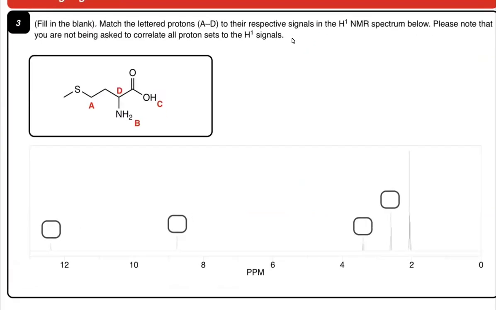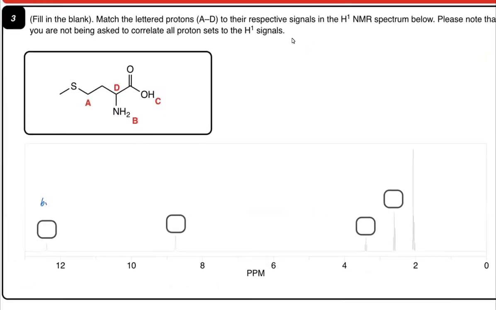Moving on to the next example. We have a broad singlet here around 12. We also have another broad singlet here around close to 9, give or take. So that would represent B versus C. I would say that the carboxyl group ought to be the more downfield shifting signal, closer to 12, and B is the more upfield shifting signal.